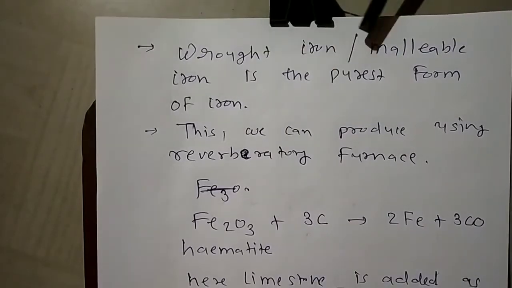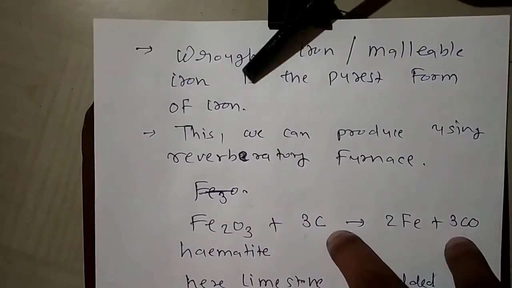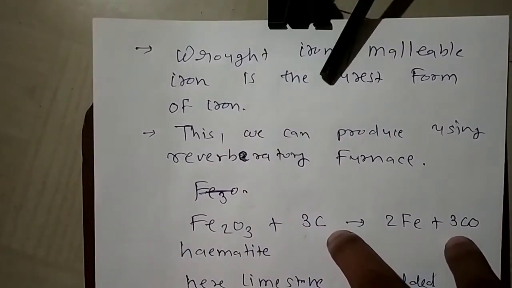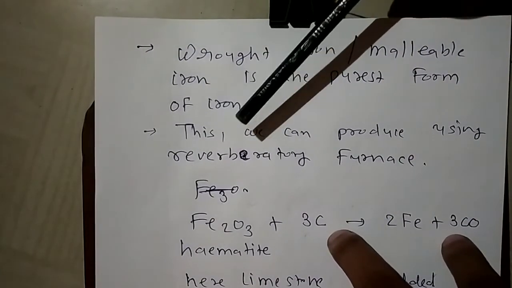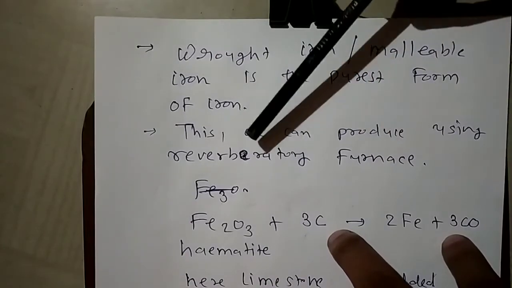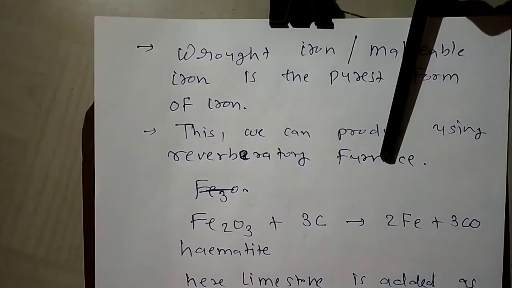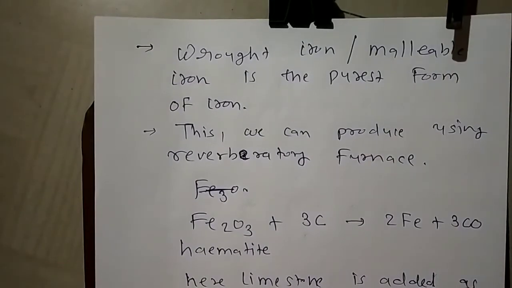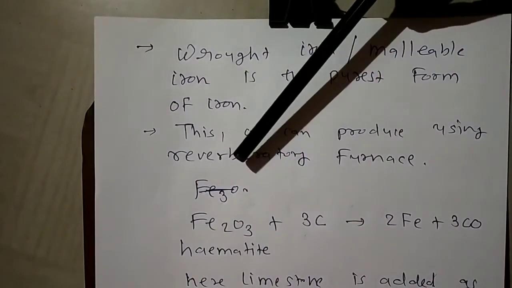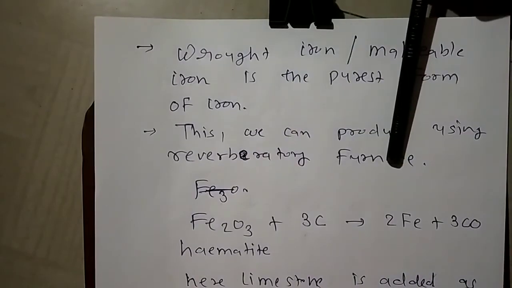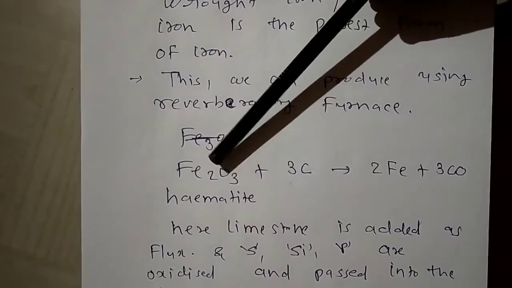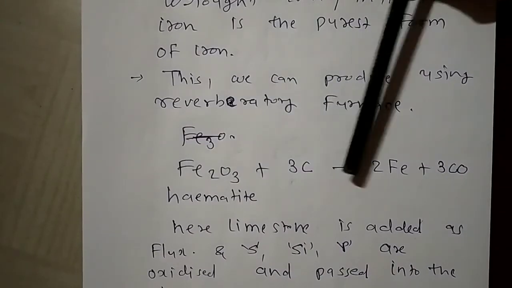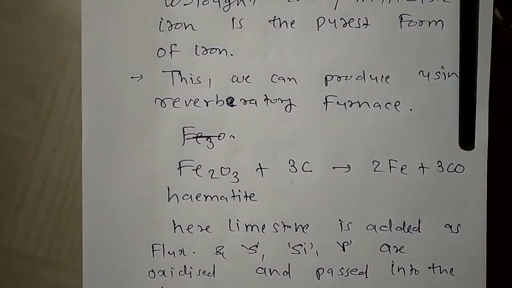Wrought iron or malleable iron is the purest form of iron. We can produce wrought iron or malleable iron using a reverberatory furnace. In that, this reaction will take place: Fe2O3 plus carbon gives Fe plus carbon monoxide.